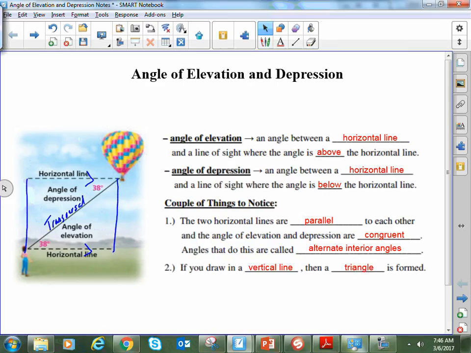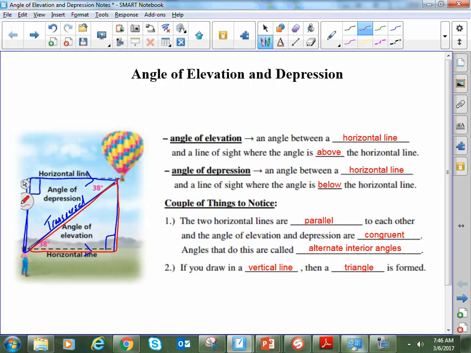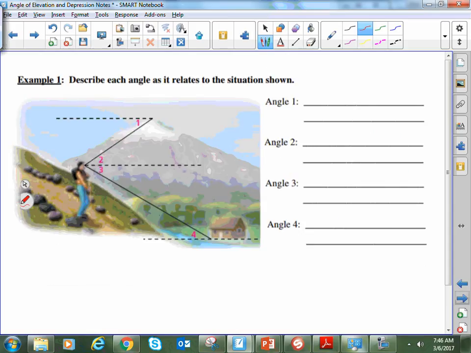So if we draw vertical lines in, we can make some triangles. Here we have a right angle, here we have a right angle. And depending on where you're standing, if you're in the balloon, your triangle is here. And if you're on the ground, the triangle that you would be looking at would be right there. So just make sure you understand the difference. Angle of elevation and angle of depression both come from a horizontal line. However, for the angle of elevation, you're looking up, and for the angle of depression, you're looking down.